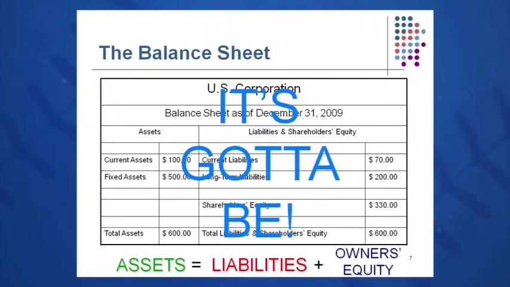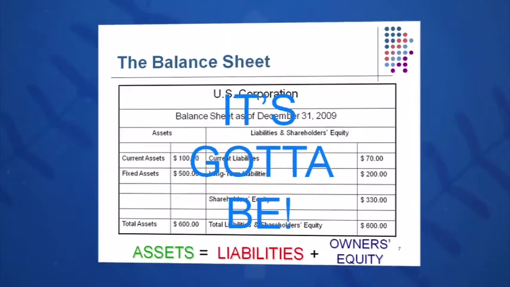Prepared on the last day. So in March, it's going to be prepared on March 31st. In April, April 30th. In May, May 31st. In June, June 30th, and so on. It's a one-day snapshot. Includes assets, liabilities, and owner's equity. And it's got to be. The balance sheet has got to balance before you leave work that day. Assets must equal liabilities plus owner's equity.